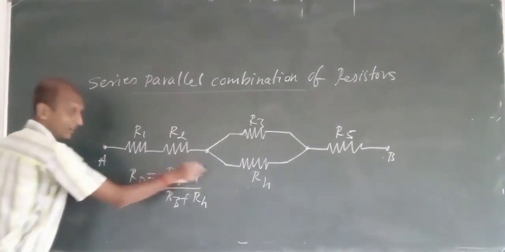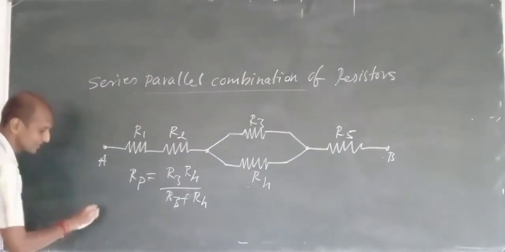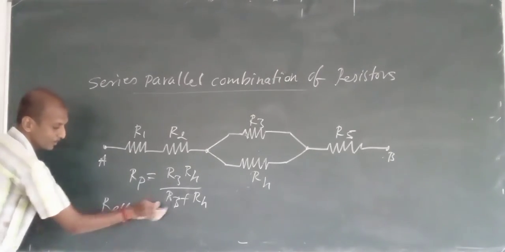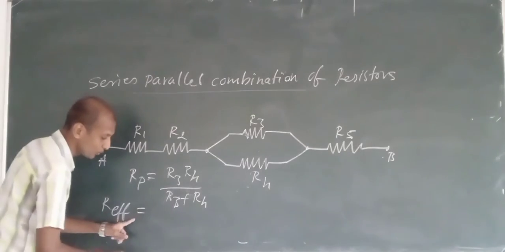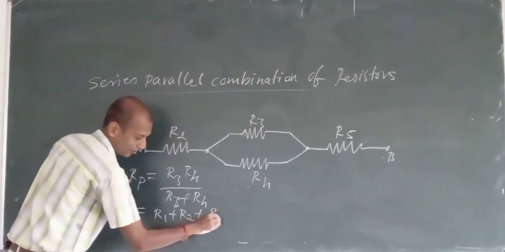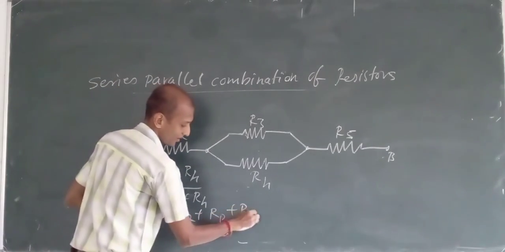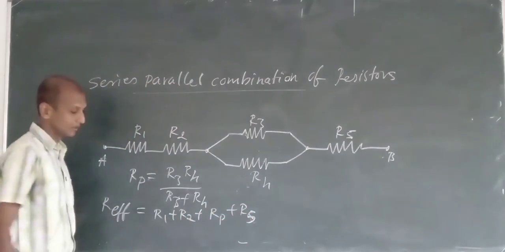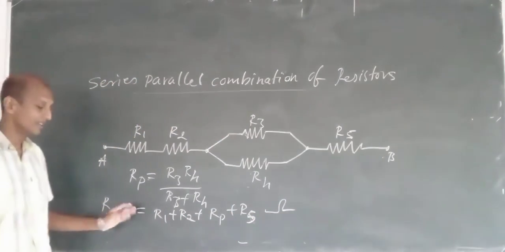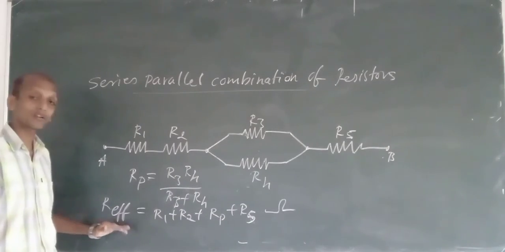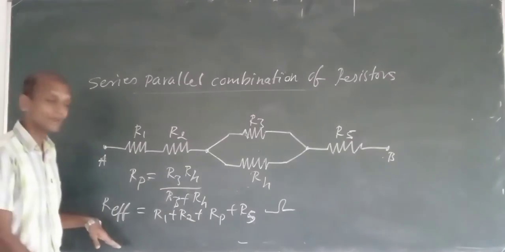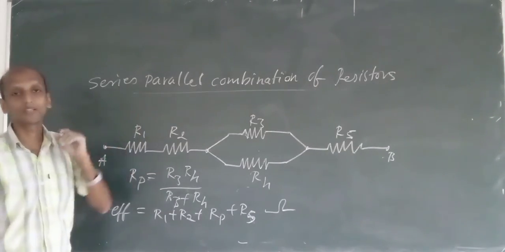Then for this combination, the effective resistance R effective can be calculated as R1 plus R2 plus RP plus R5. So many ohms of resistance will come into the picture. This is how I can calculate the total or effective resistance, going for a series parallel combination of resistors.